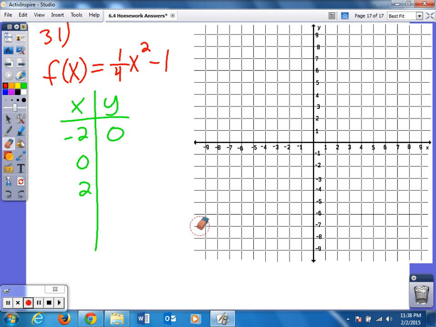Let's plug in 0. So that's 1/4 times 0 squared minus 1. Well, 0 squared is 0. Multiply that by 1/4, you get 0. So we have 0 minus 1. That is -1.